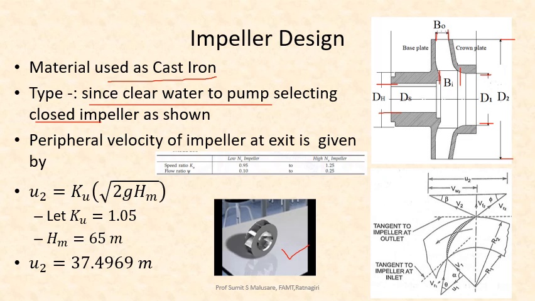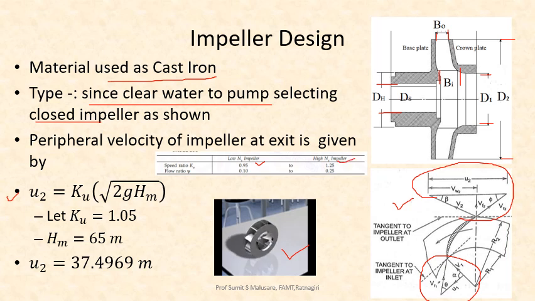Okay, now this is the velocity triangle for the impeller, that is u1, absolute velocity v1. This is the velocity triangle at the inlet, and this is the velocity triangle at the exit. That we'll see one by one. So first of all, u2 is equal to Ku into square root of 2g into Hm. Now the range of Ku is given as 0.95 to 1.25 with the standard references.